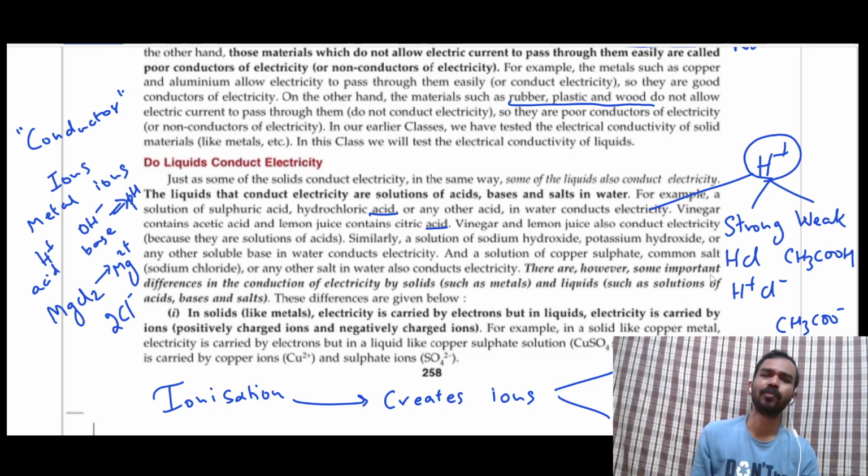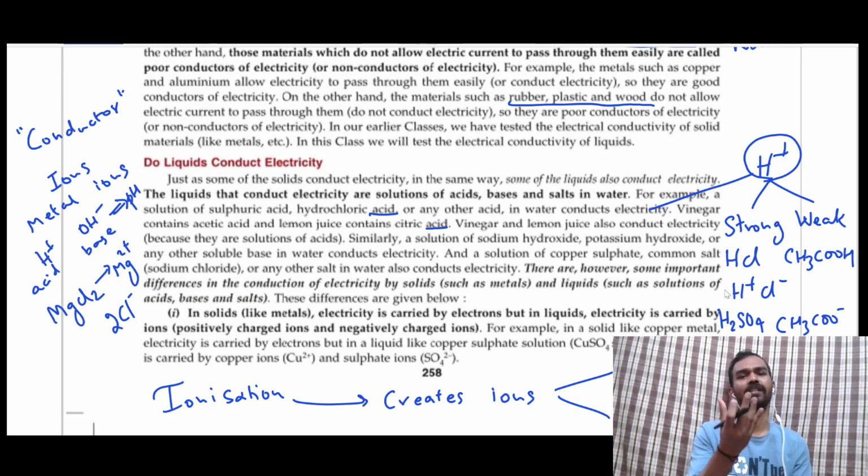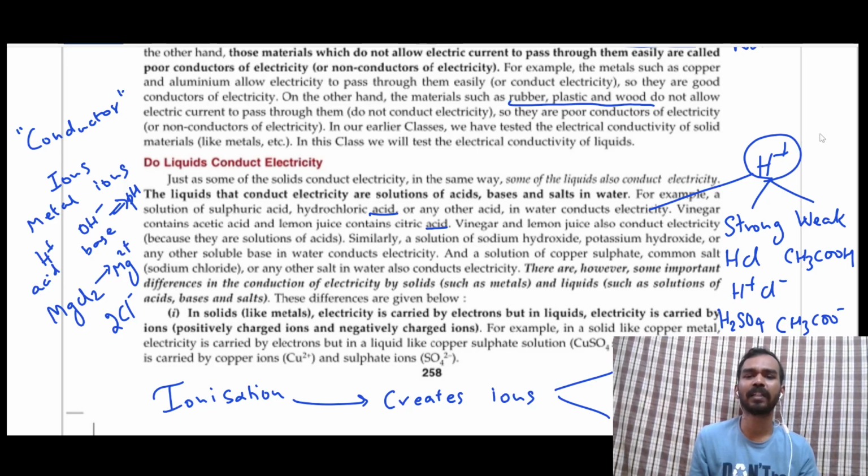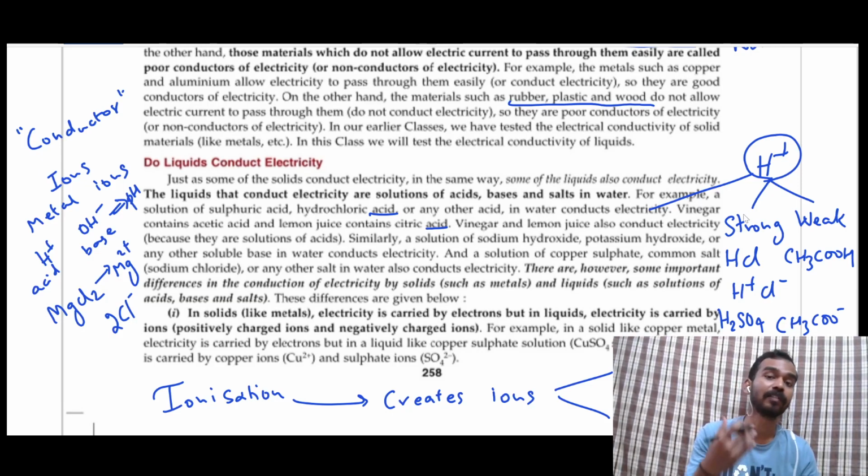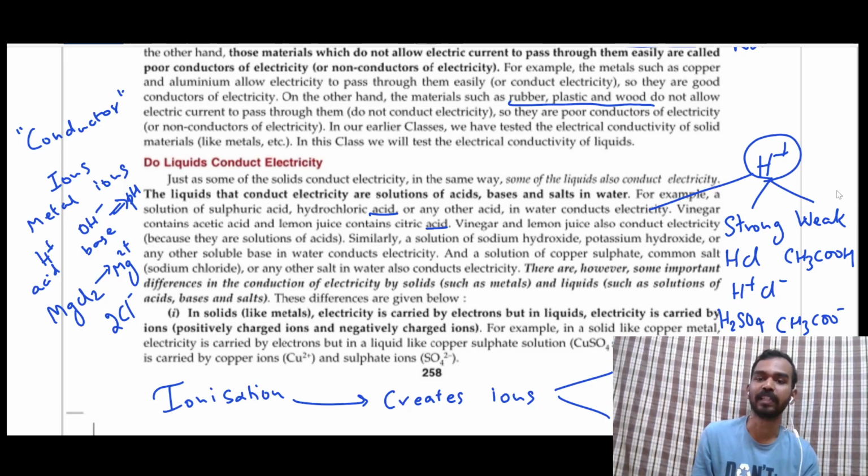So that is why you can remember HCl, hydrochloric acid, and concentrated sulfuric acid, H2SO4. They release that H plus ion instantly, faster compared to some other acids, which makes them strong acids. That means they can have ions instantly and they can conduct more compared to weak acid. Same goes for base also.